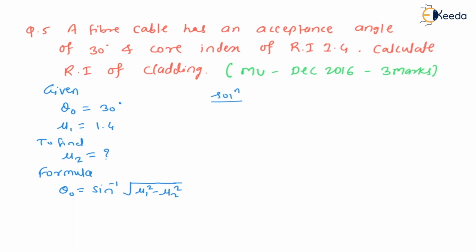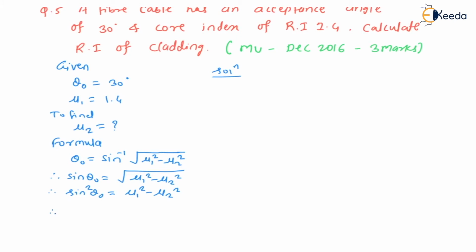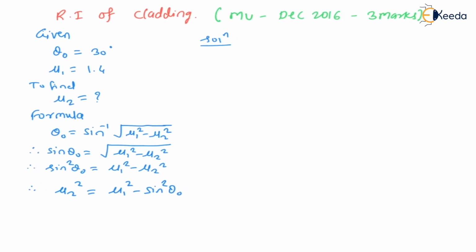Here I can make this equation as sine theta naught is equal to under root mu1 square minus mu2 square. On squaring both sides we'll have sine square of theta naught is equal to mu1 square minus mu2 square, and then we can form the equation as, here we have to find out mu2, so mu2 square is equal to mu1 square minus sine square theta naught. So again we can write this formula as mu2 equal to under root mu1 square minus sine square theta naught. So we'll use directly this formula here.